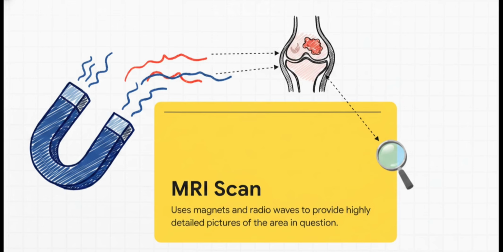Next in that toolkit is the MRI scan. Now, instead of X-rays, an MRI uses powerful magnets and radio waves. This gives doctors an incredibly crisp, detailed picture not just of the bone itself, but of all the soft tissue surrounding it. It ensures they know exactly what muscles or nerves the tumor might be messing with.